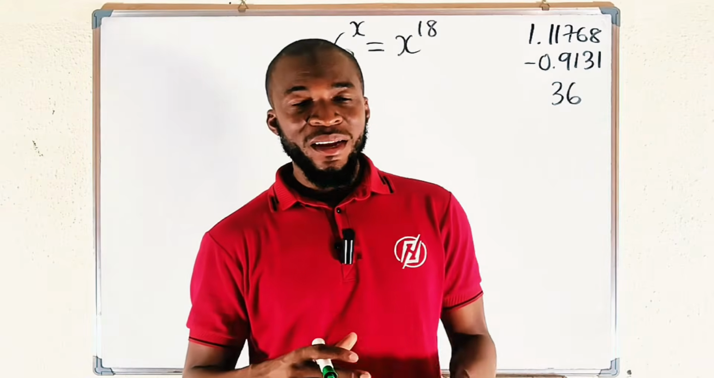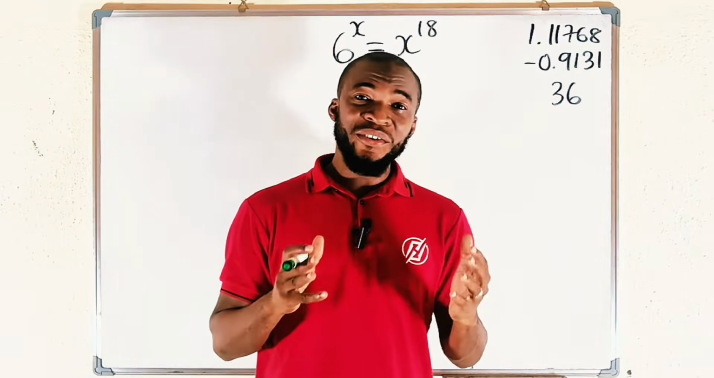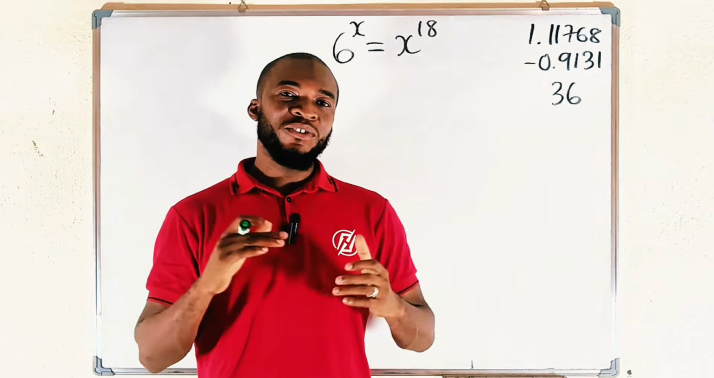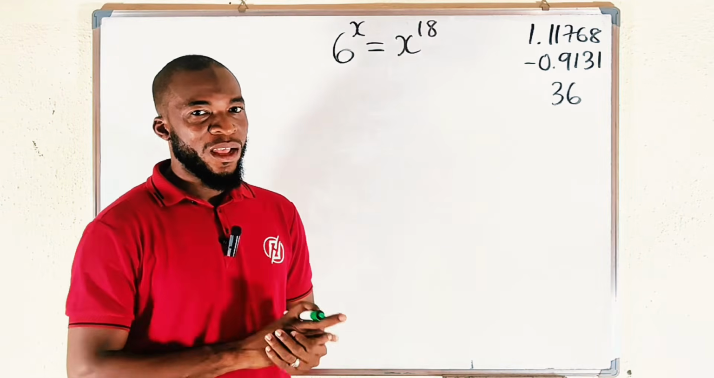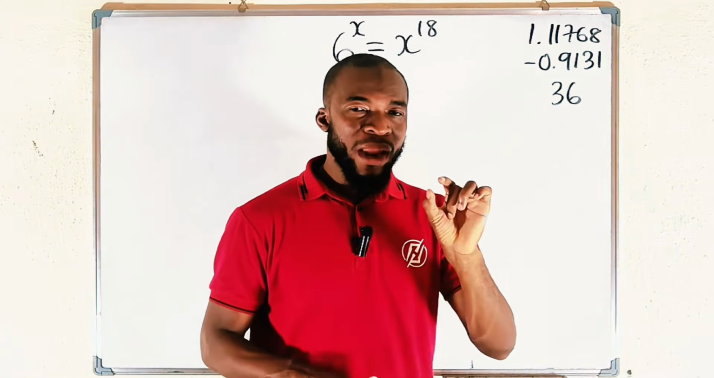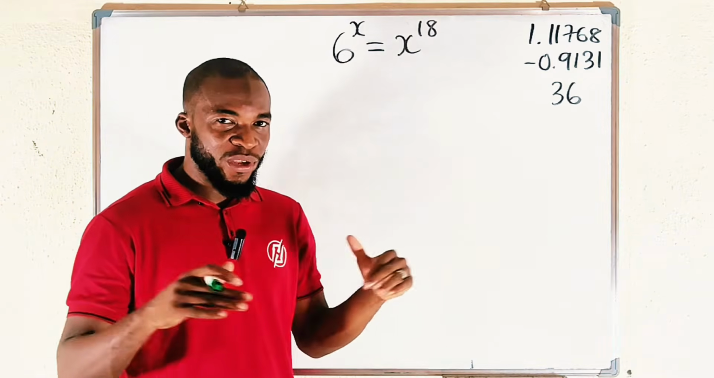Hello everyone, let us provide a solution to this interesting exponential equation: 6 to the power of x equals x to the power of 18. This equation has three solutions, but you can only obtain one by solving the equation algebraically.